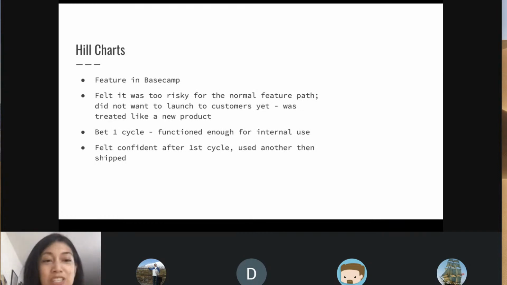So Hill Chart is a feature in Basecamp, but I guess the feature was so new and so different that they felt it was too risky for the normal feature path, and they did not want to launch to customers yet. So it was treated like a new product. In the first cycle, they just wanted to get it working enough for themselves to use. Then, feeling confident after that, they used a second cycle and then they shipped the product.